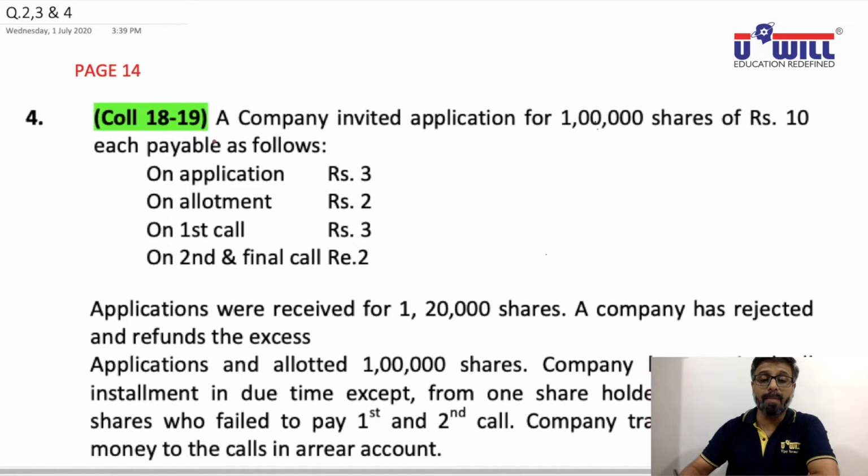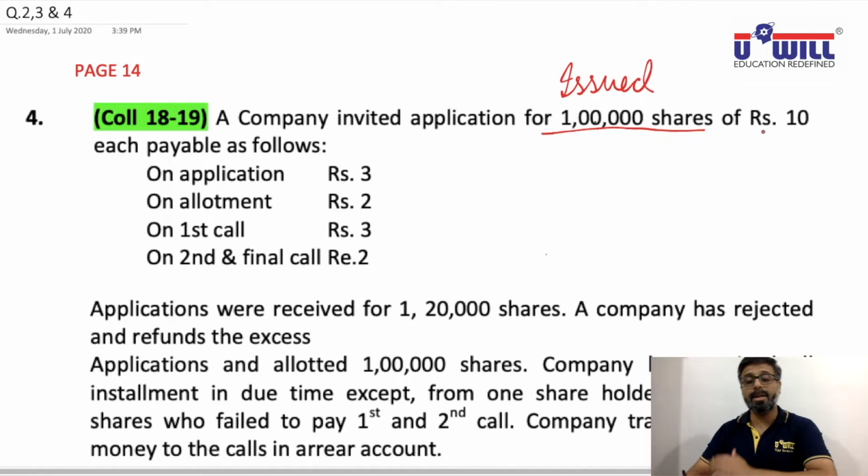So question 4. A company invited application for 1 lakh shares of rupees 10 each payable as follows. Now invited application for 1 lakh shares, so all of you mark it as issued. Okay, 1 lakh shares are issued by the company. Now how this 10 rupees is collected, we studied in the earlier lecture that it can be collected in installments. So on application 3 rupees is collected, on allotment 2 rupees, first call 3 rupees and second and final call again 2. You can cross check, it makes a total of 10. 3 plus 2, 5 plus 3, 8 plus 2, 10.